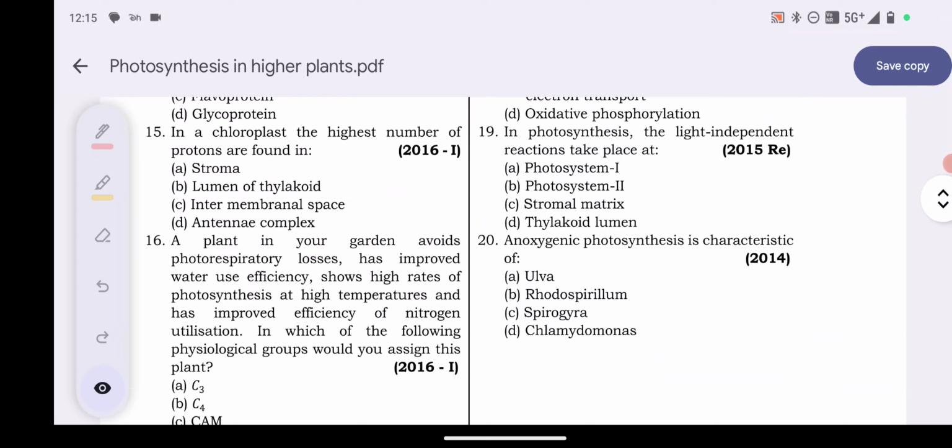Question number 15. In a chloroplast, the higher number of protons are found in. किस जगह पे ज्यादा नंबर के प्रोटॉन्स पाए जाएंगे ना? यहां पर क्या आंसर होगा? क्या स्ट्रोमा होगा? नहीं। लुमेन ऑफ थाइलाकॉइड्स बिल्कुल सही, और बाकी दोनों के गलत। सो लुमेन ऑफ थाइलाकॉइड्स हैविंग द हाईएस्ट नंबर ऑफ प्रोटॉन्स इन क्लोरोप्लास्ट। एक्सप्लेनेशन: the lumen of thylakoid contains the most protons in chloroplast.